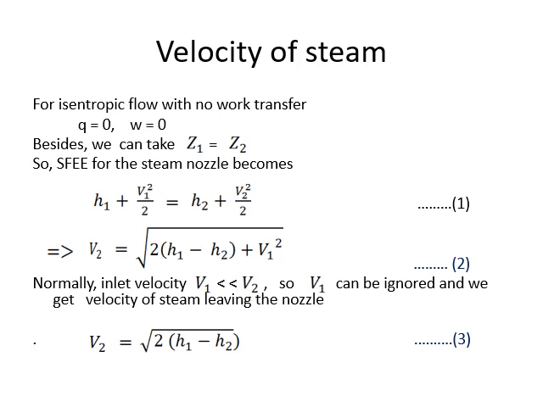Now normally inlet velocity V1 is far less than V2. So V1 can be ignored and we get the velocity of steam leaving the nozzle as V2 equal to square root of 2 into (H1 minus H2), as shown by equation 3.